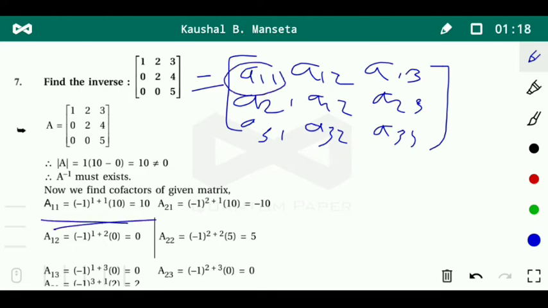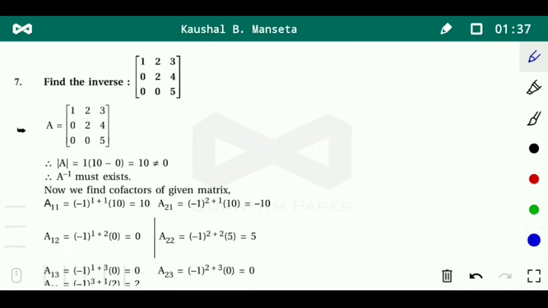To find cofactor of A11 we have to remove first row, first column. So minus 1 raised to 2, because minus 1 raised to i plus j. Here the value of i and the value of j is 1. So minus 1 raised to 2 into 5 2s are 10. So it gives 10.